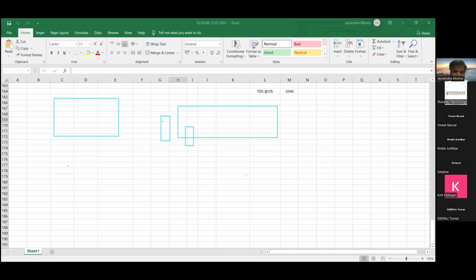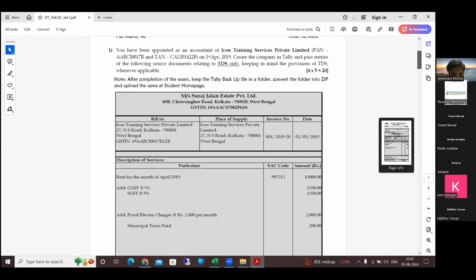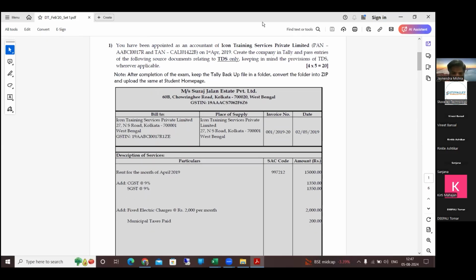So let's basically start with the accounting part. We have discussed almost all the important sections. Okay. So let's start with the accounting part. See, there are invoices in front of you. Yes, there are invoices in front of you. First, we'll read it, friends.